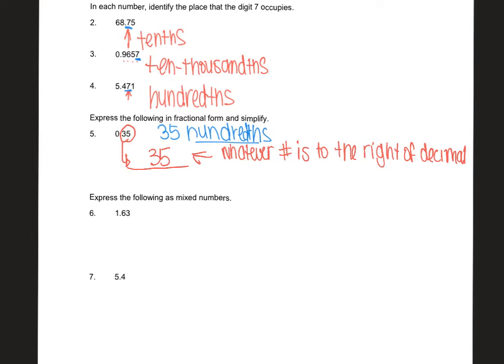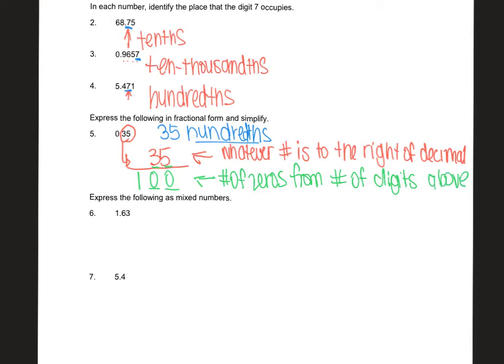Now the number on the bottom is always going to be 1, and then however many zeros there were in the digit from above. So there's 2 here. I'm going to add 2 zeros there. Okay, so this ends up being number of zeros from number of digits above. Okay, and then we of course want to simplify because we always want to simplify.